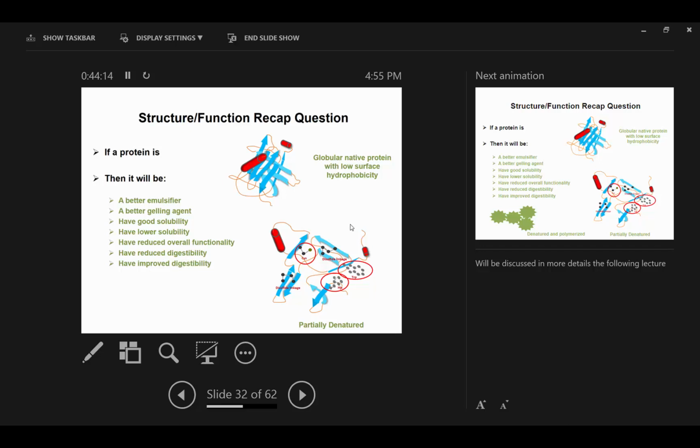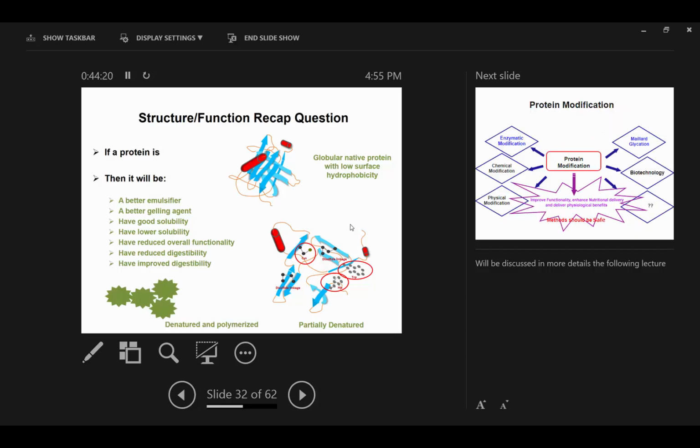Let's see. Yeah, I think that's it. Now it's denatured and it's polymerized. You have an aggregate. Lower solubility, for sure. Reduced functionality.